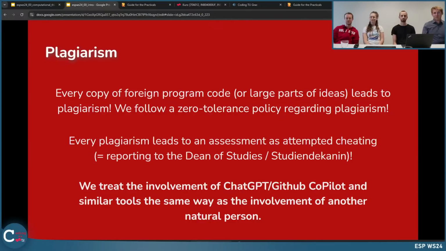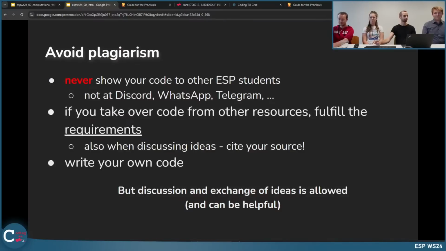So we treat the involvement of ChatGPT, GitHub Copilot, and similar tools the same way as the involvement of another natural person. This doesn't mean you cannot discuss or exchange ideas and concepts with other students and maybe also with ChatGPT, but please do not just use the output from ChatGPT and use this in your solution. So we really have a zero tolerance policy regarding this topic, and we just can say, please do not plagiarize. But we have a few tips for you.